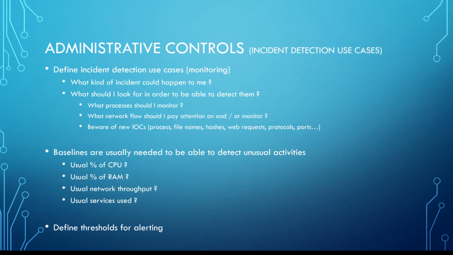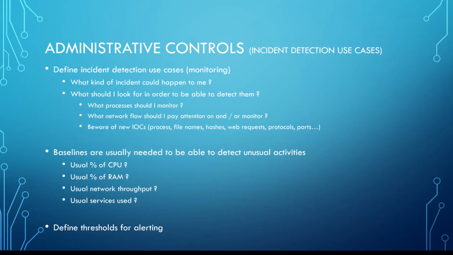Now, for the incident detection use cases, basically it's just monitoring. So you need to know what kind of incident could happen to you and what you should look for in order to be able to detect them. So, for example, what kind of processes should you monitor on a NAS or on a personal computer? What network flow should I pay attention to, or should I monitor, for example?